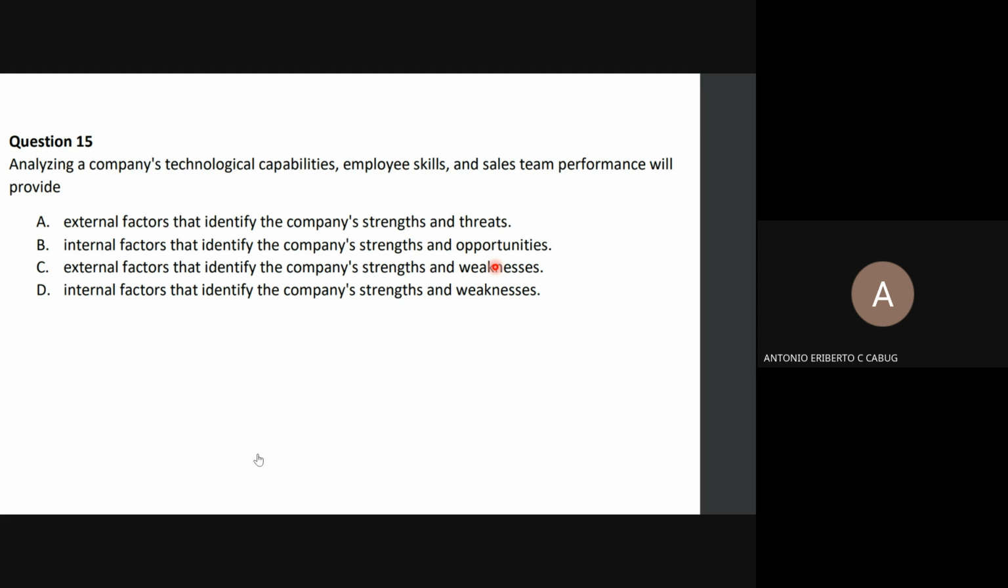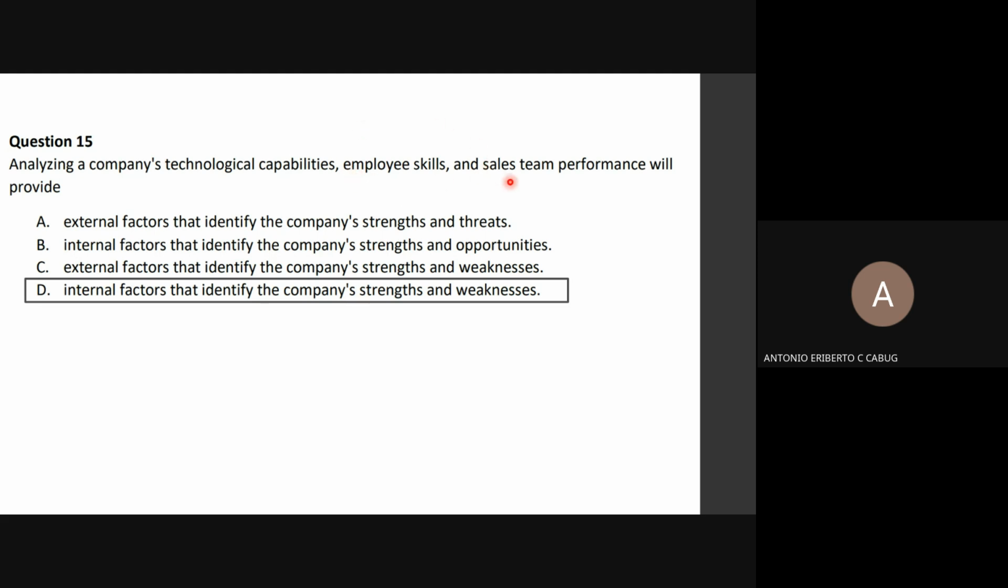Enter your answers, everyone. Analyzing a company's technological capabilities, employee skills, and sales team performance will provide blank. Everyone, please enter your answers. Okay, note that these are all internal factors. Hence, we can say that this will help us identify the internal strengths and weaknesses. D as in dog. Very good. Internal mga bagay na to.